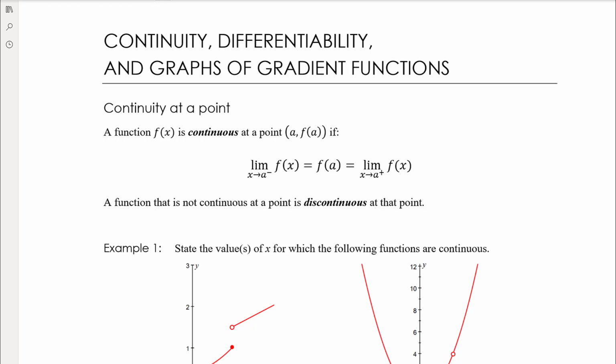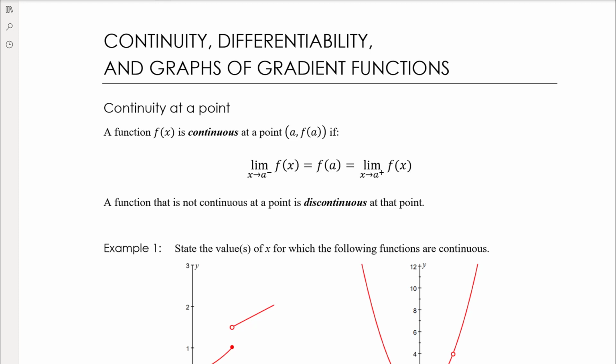Okay, so in this video we want to discuss the ideas of continuity, differentiability, and graphs of gradient functions. So we'll start off by talking about continuity. Now continuity has a quite nice, neat, informal definition which we'll talk about in a second.